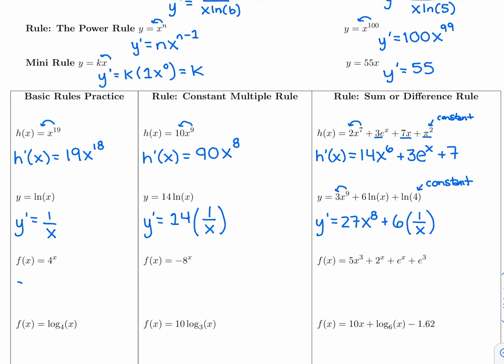Our next piece, we have 4 to the x. If it's e to the x, the derivative is just e to the x. Derivative of 4 to the x is not just 4 to the x, though. It's close. It's ln of 4, then it's the 4 to the x.